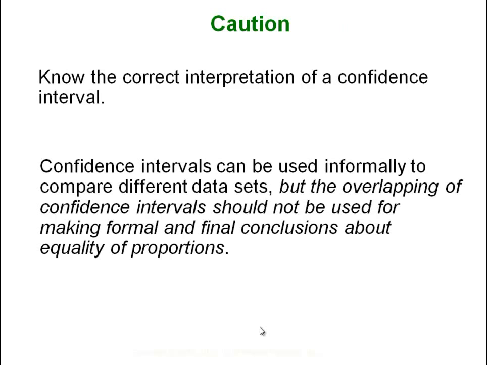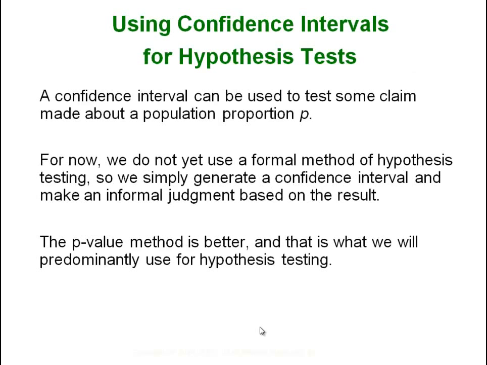So make sure you can interpret your confidence intervals correctly. Oftentimes confidence intervals are used for hypothesis testing, and it's nice to understand how the two work together. And for now we might do it a couple times this way, but really the p-value method is the much better method for dealing with hypothesis testing. And that's what we're always going to do once we learn how to do hypothesis testing for real, is we'll always use the p-value method.